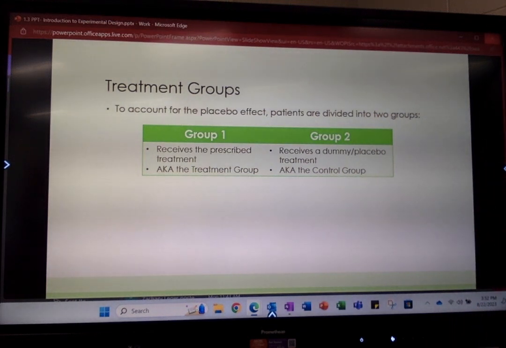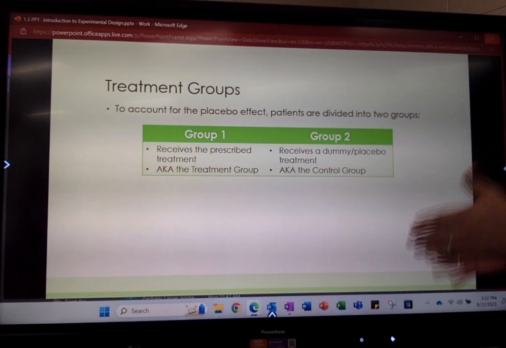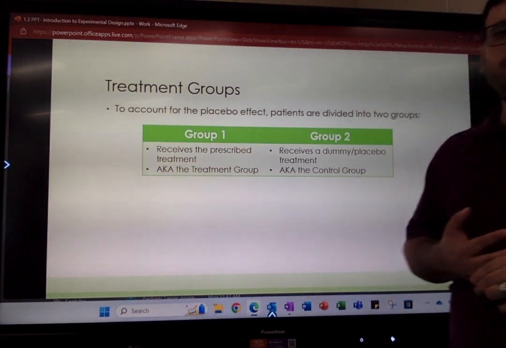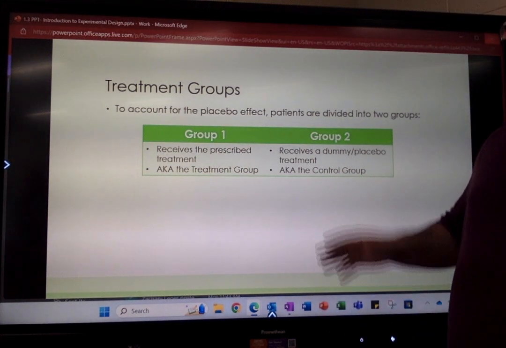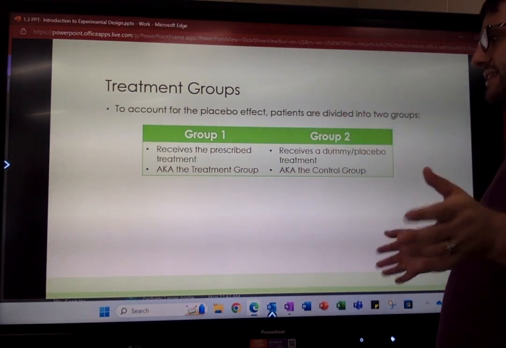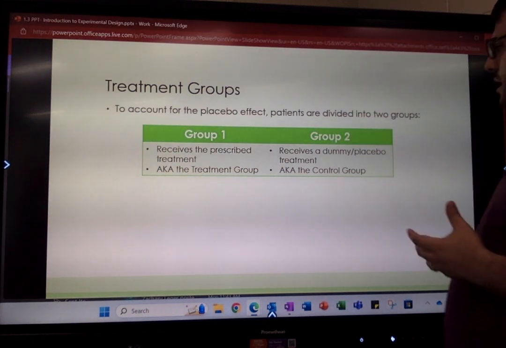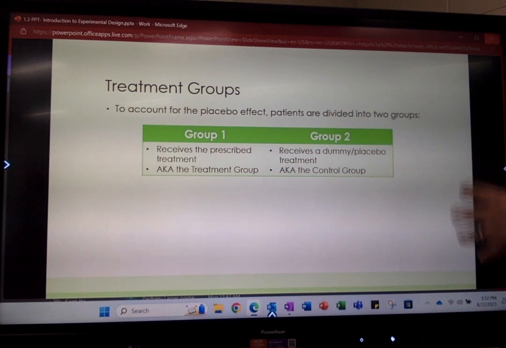You have the treatment group and you have the control group. The treatment group receives the prescribed treatment. So in the other example with the silver sword plants, you had the fenced-in plot. That was the treatment group. The control group was the one that was not fenced in.